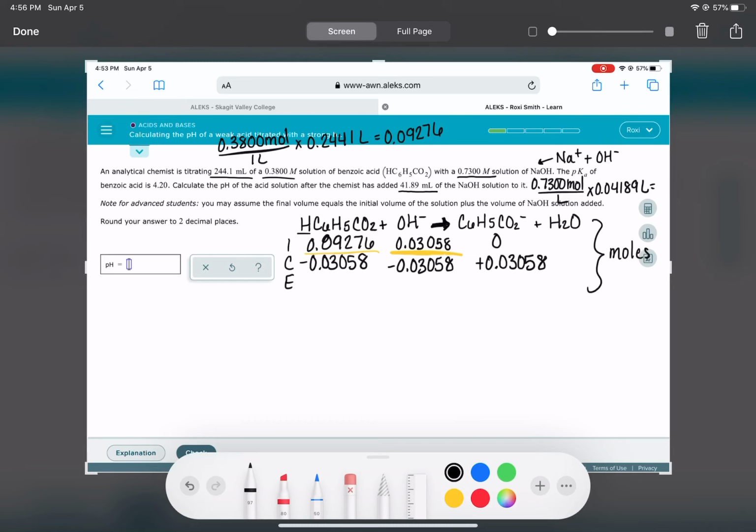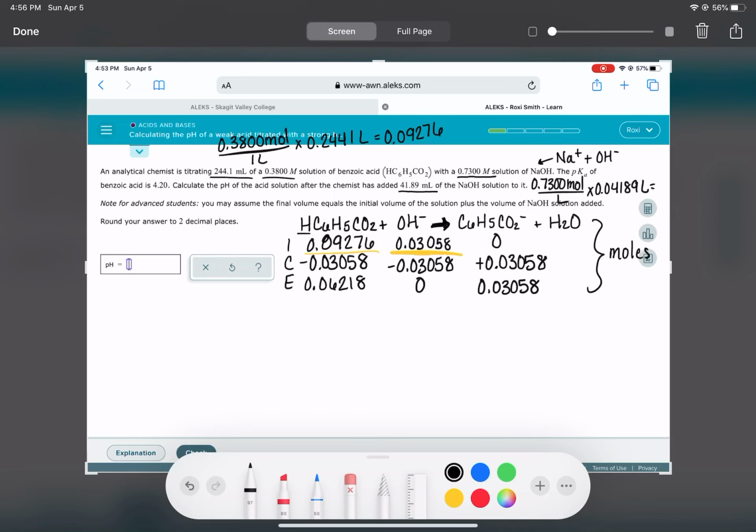And we can calculate how many moles we have at the end of this reaction. For the benzoic acid, HC6H5CO2, we have 0.09276 minus the change, 0.03058. That leaves us with 0.06218 moles. We have no hydroxide, and we have 0.03058 moles of benzoate, C6H5CO2 minus. So now we're ready to calculate the pH.